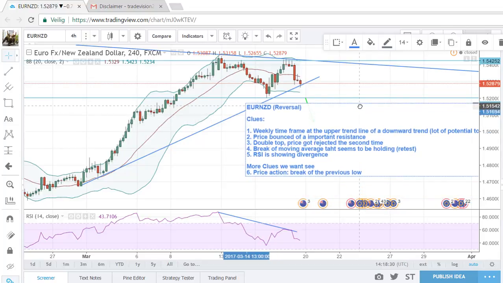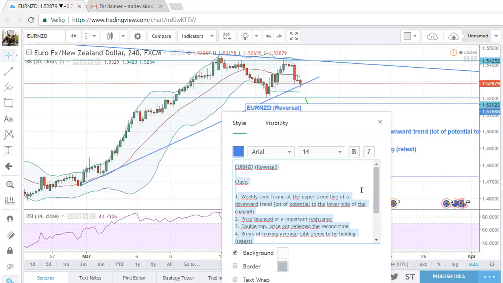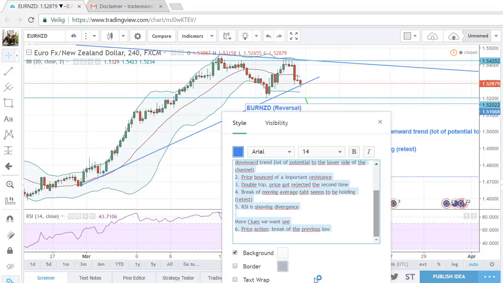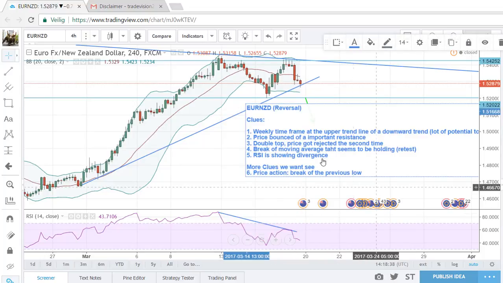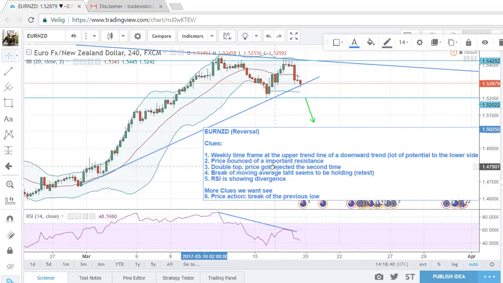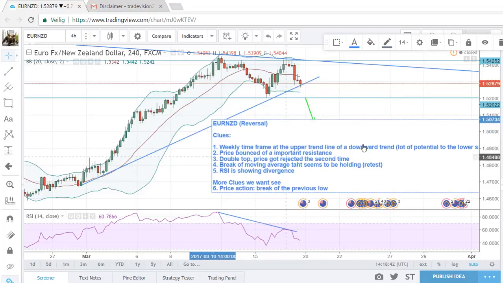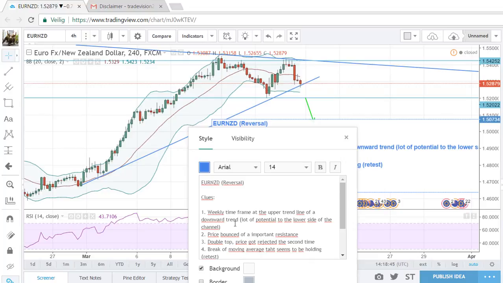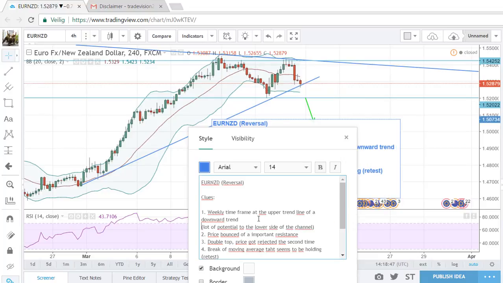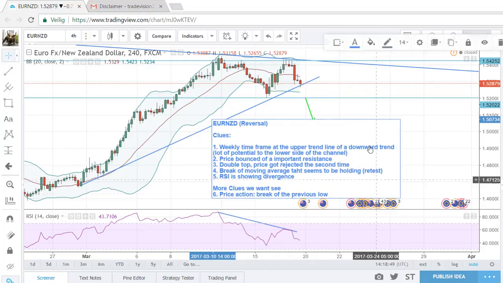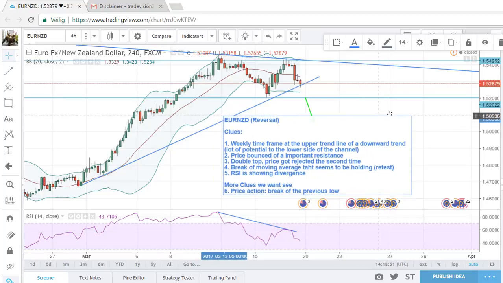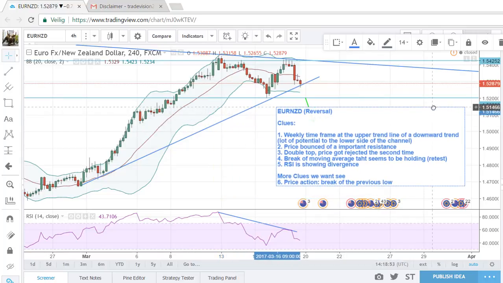So let me put this one up here. We have all the information in. Yes, we do. Okay, that's great. Well, keep this in mind. Let me make this a little easier to read, like that. Okay, so this trade has some potential in it.